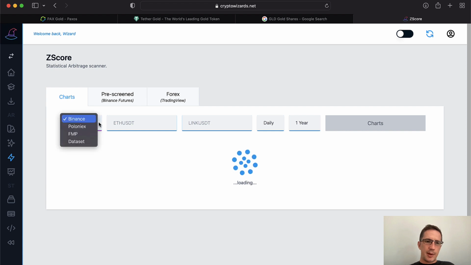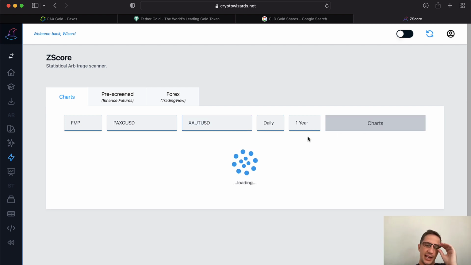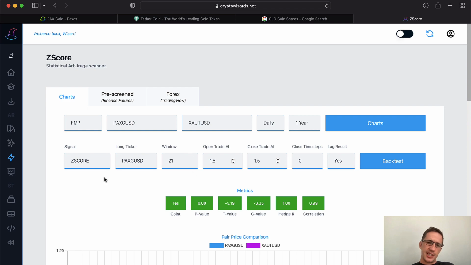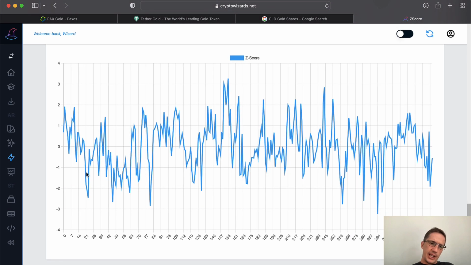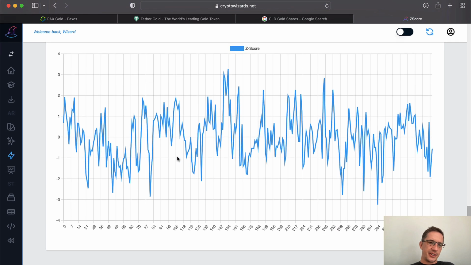So anyway, let's come back here. Let's run that again. So we had PAXG USD, and we had XAUT USD, and that was over 1 year. Now let's do a back test on this to see how it would have performed. So I'm going to do a back test. And I'm looking at the Z-score here, and the Z-score is basically measuring this movement against its historical average over, say, a 20-day or 40-day period, etc.